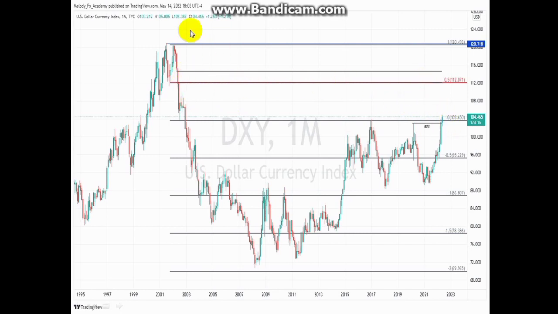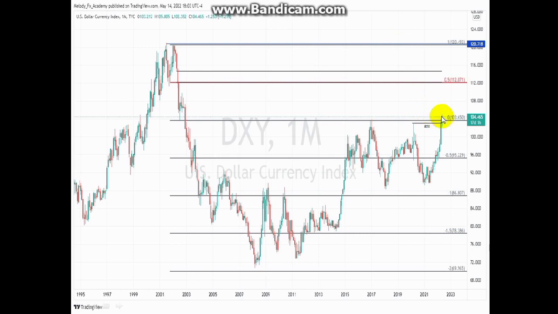Remember, this is the monthly time frame. If I'm expecting a long-term bullish dollar, a long-term bullish US dollar currency index, I should be seeing some long-term bearish foreign assets. Remember, this is just my analysis, and I'm going to be watching price do what it knows how to do best.